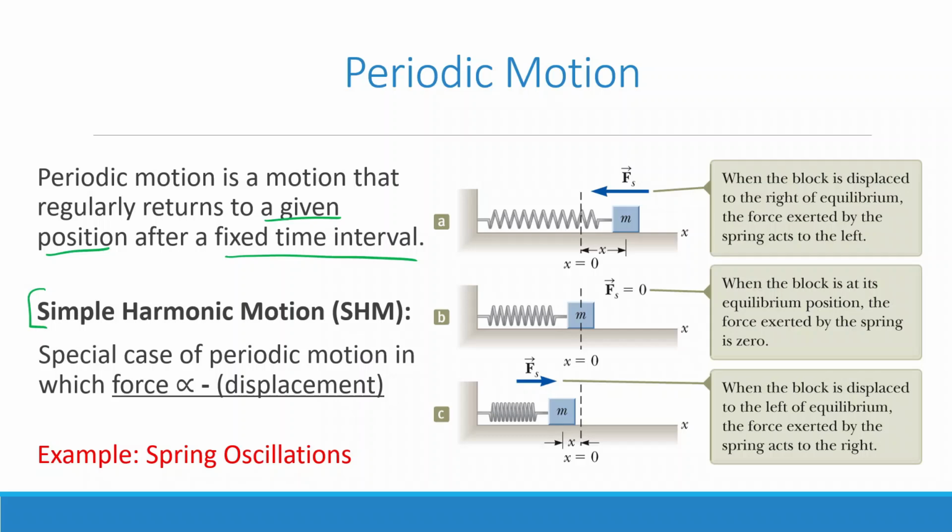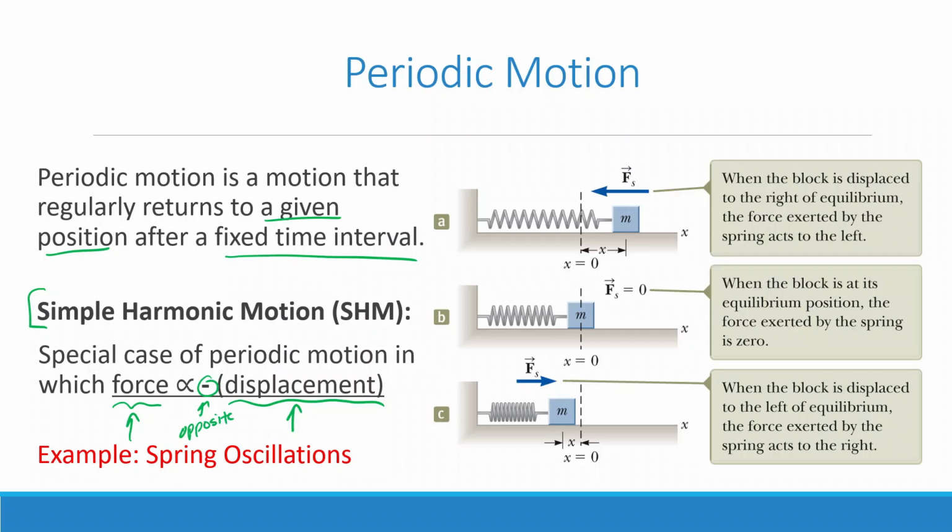And it is a special case of periodic motion in which the magnitude of the force is proportional to displacement, which means the bigger the force, the bigger the displacement, and vice versa, but is in the opposite direction. So remember, the negative here is going to imply opposite direction.